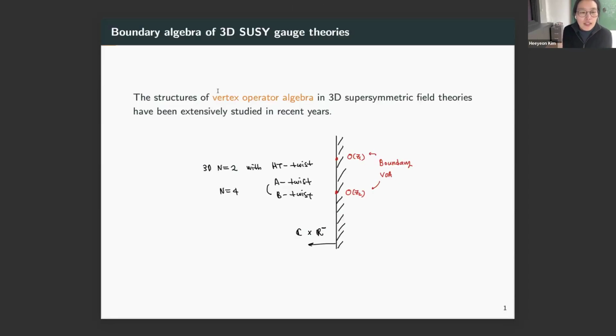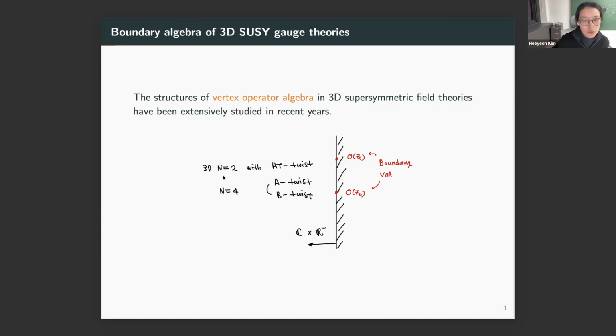So the structure of vertex operator algebras in 3D supersymmetric field theories has been extensively studied in the last 10 or so years. The setup is the following. In the bulk 3D, you define your bulk 3D supersymmetric field theory probably on some 3D half space, say C times R minus. And to have some control over it, you perform certain twists.